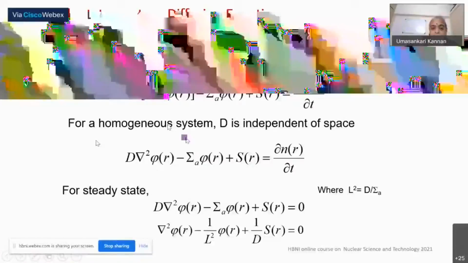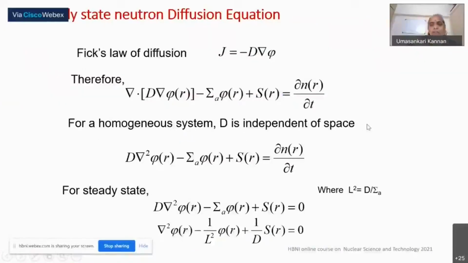Now for a homogeneous system, we say that D is independent of space, because when we derived Fick's law, we said that one medium has one property, so the D is the same and invariant. So for most applications, we consider D to be independent of r or space. So from this, we have derived the neutron balance equation, which is D del square φ minus Σa φ plus S is equal to dN by dt.